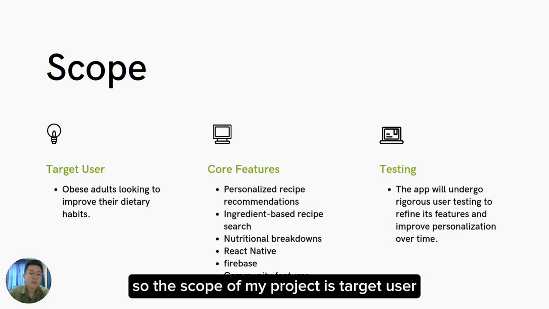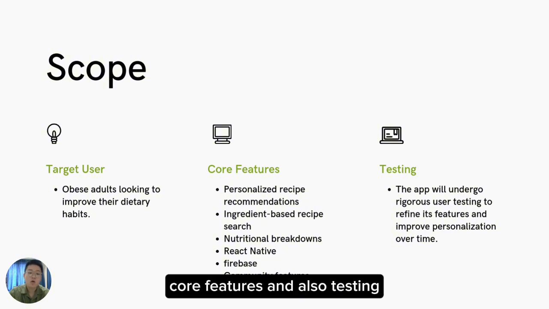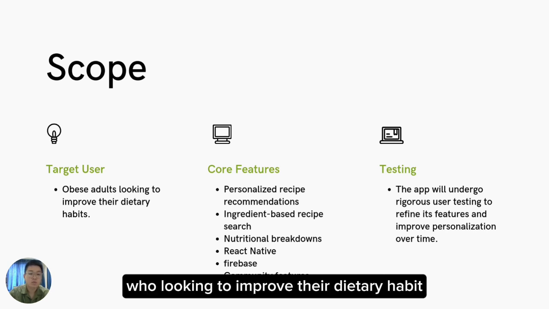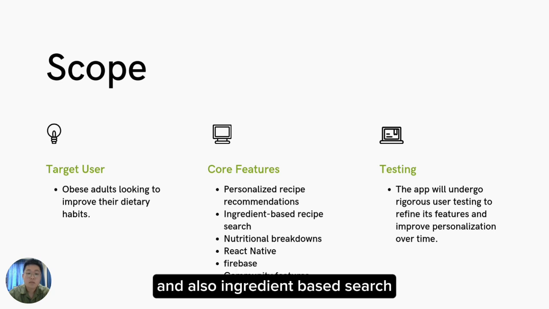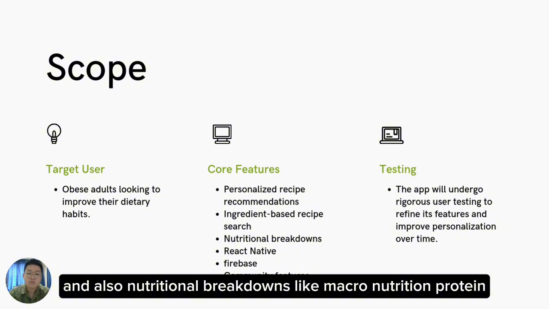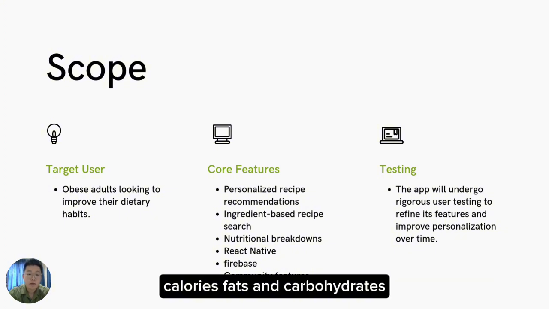So the scope of my project is target user, core features, and also testing. So we move on to target user. Our target user is obese adults who are looking to improve their dietary habits. The core features of my project are personalized recipe recommendation and also ingredient-based search, to reduce food waste, and also nutritional breakdowns like micronutrients, protein, calories, fats, and carbohydrates.